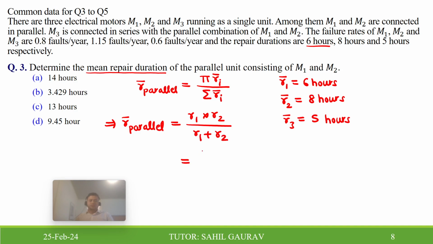R1 into R2 will be 6 into 8, 48, and R1 plus R2 is 14. You will get 3.42857 hours. That is 3.429 hours. So therefore B is the correct answer.